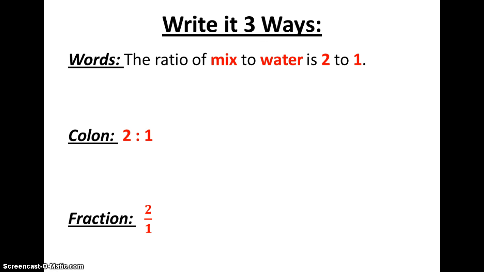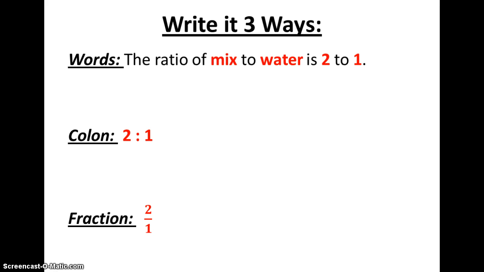We can also write ratios 3 different ways. We can write it in word form. For instance, the ratio of mix to water is 2 to 1. We could also represent that same ratio using a colon. So we would simply write the digit 2 colon 1, and that also means a 2 to 1 ratio.